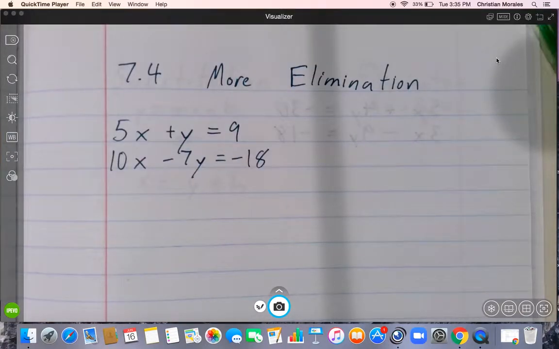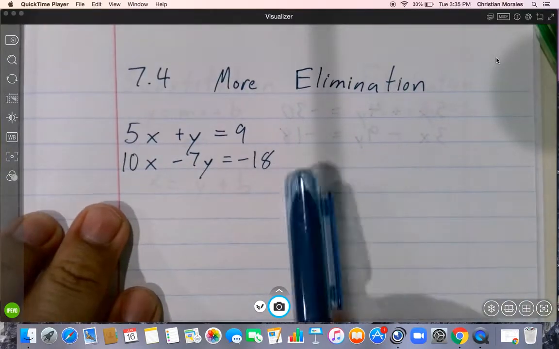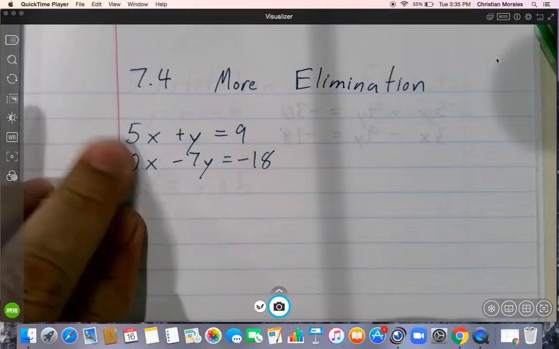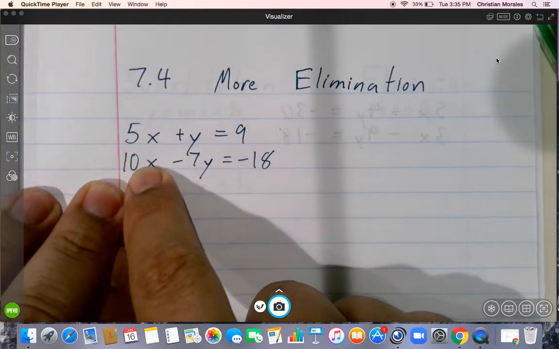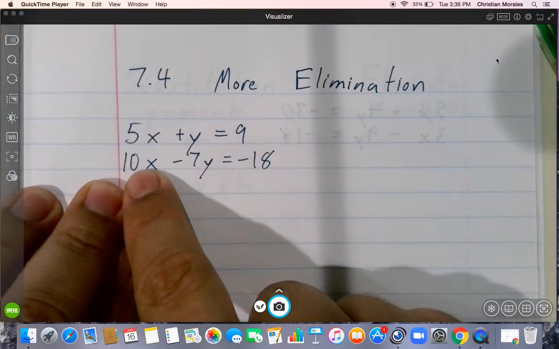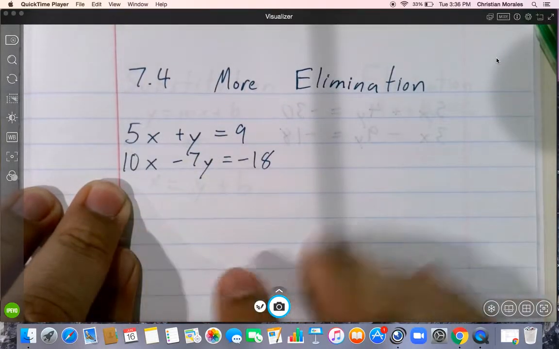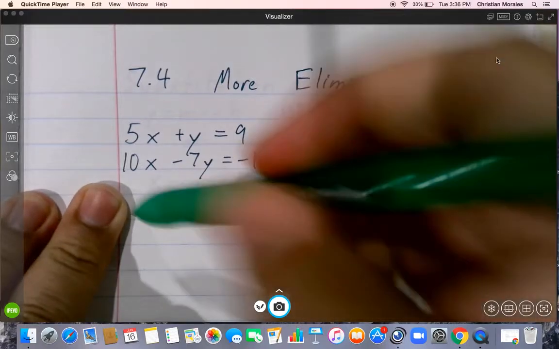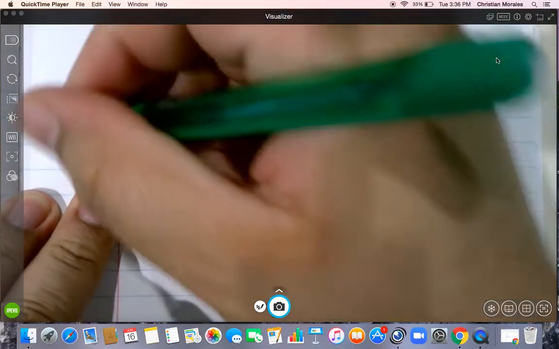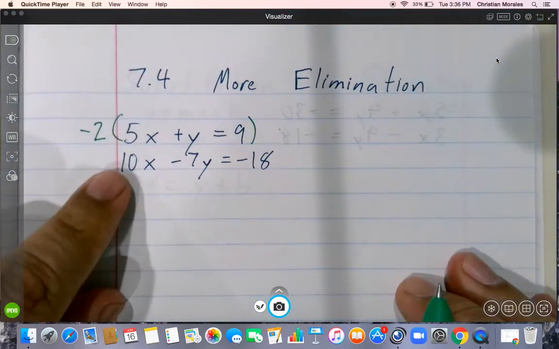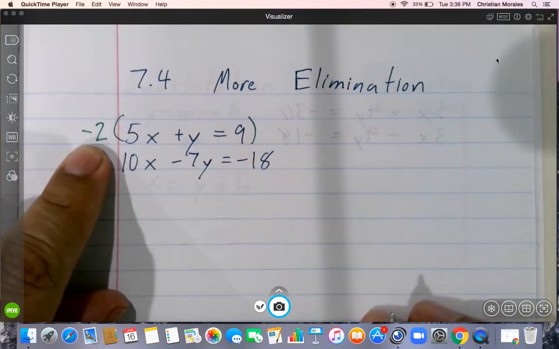But what you can do is change one of the equations. Now in the last examples I gave you, I changed the bottom one. In this case, I'm going to change the top one because I noticed that 5 is a factor of 10. So I can turn that 5 into a 10, but I don't just want to turn it into a 10. I want it to cancel out, so I'm going to multiply it to make it a -10. So to make this number a -10, I'm going to multiply by -2.